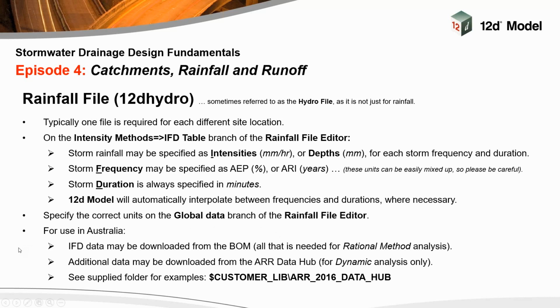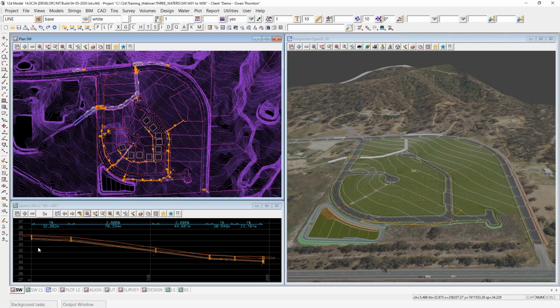And also I'll mention that specifically for use in Australia, IFD data may be downloaded from the Bureau of Meteorology website, and that's all that's really needed for rational method analysis, at least as far as rainfall data. If you're doing dynamic analysis, though, you can go to another website called the Australian Rainfall and Runoff Data Hub, where you can download things like temporal patterns and all sorts of other goodies. And in the folder that I've supplied in amongst the projects that I mentioned on the 12D forum in the last slide, I've got some example data too, which I'm going to show you now. So let's have a look in 12D and see what this looks like and how we can create a rainfall file. I'll jump into the 12D project now.